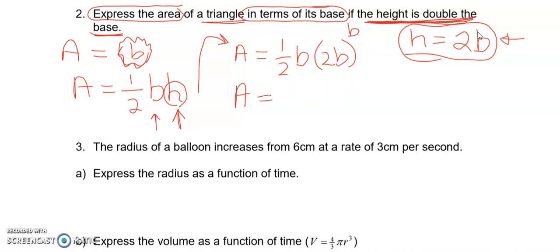Remember that any constants should be brought out in front. So that would be your 1/2 multiplied by the 2. Well, wait a minute, that's just 1, isn't it? That's just a 1. And you also have a b multiplied by another b, and that is b squared. So 1b squared, or just b squared, that would be your final answer, nice and simplified for question number 2.